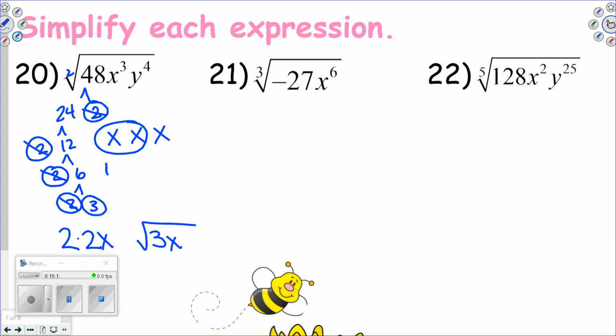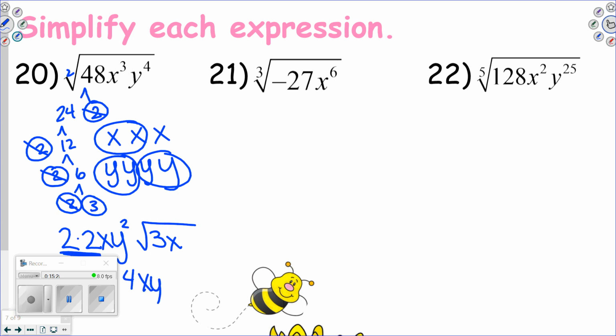And then my y's, I have 2 groups of 2. So y squared. Any underneath? No. And I can just clean this up. I had 2 times 2 sitting there. So 4xy squared, radical 3x.